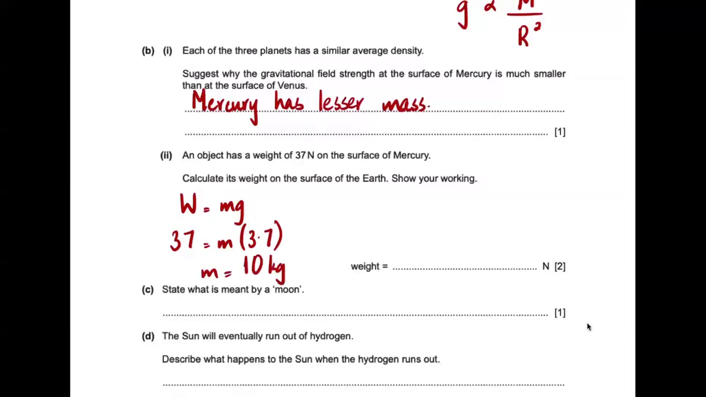And then this I can use for the weight on Earth. So that's mg again. So that's 10 times 9.8. So that turns out to be 98 newtons.